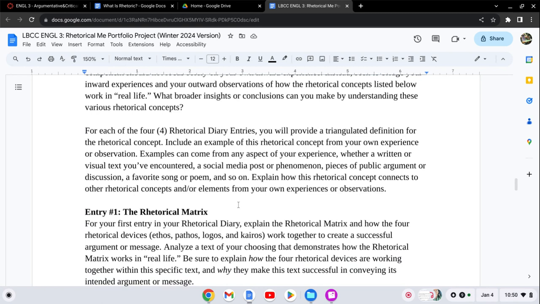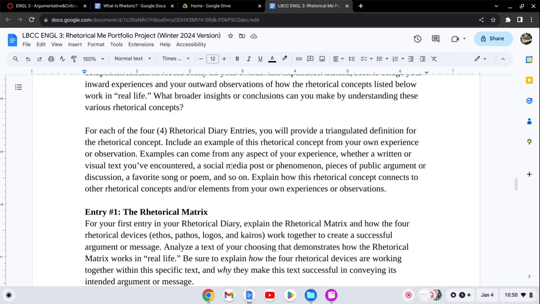For each of the 4 rhetorical diary entries, you will provide a triangulated definition for the rhetorical concept. We're going to learn more about what triangulation is, so sit tight for that, but that's what we want to incorporate when we're researching these rhetorical concepts. Include an example of this rhetorical concept from your own experience or observation.